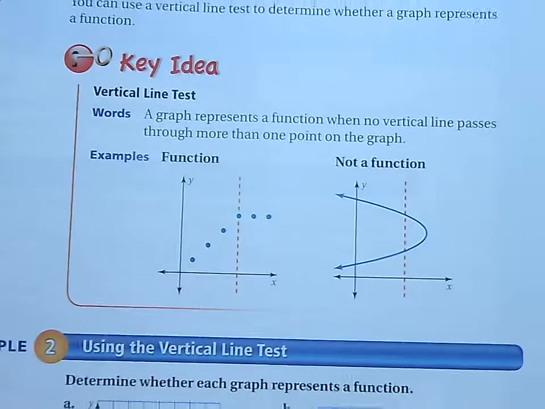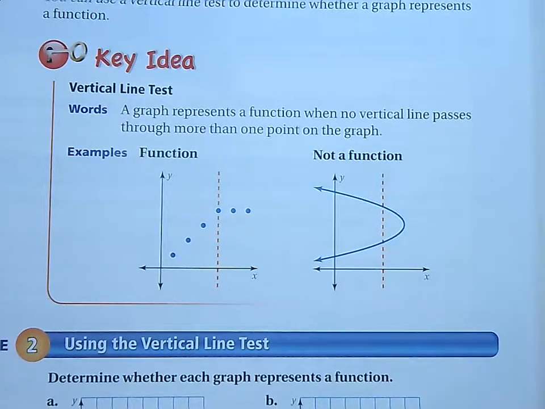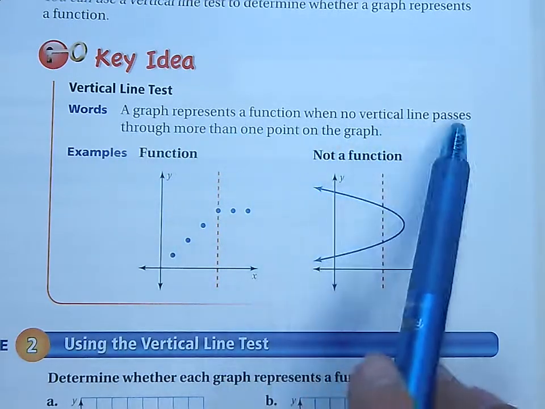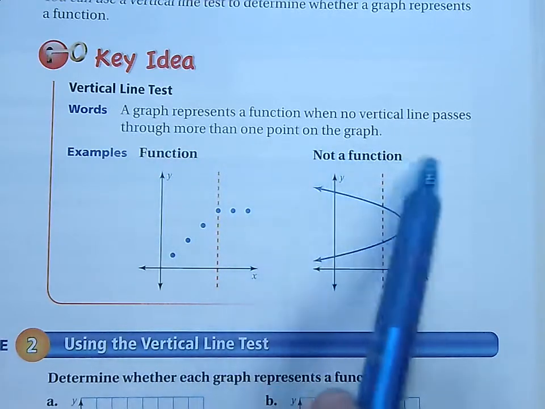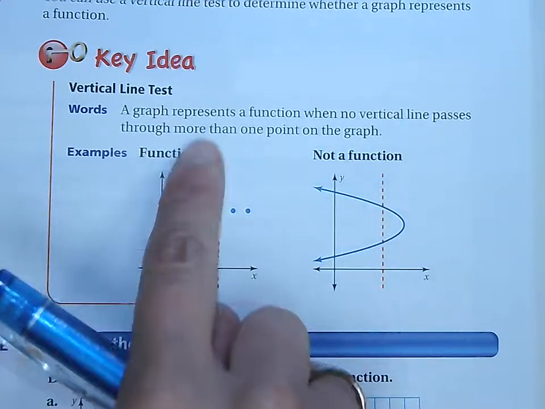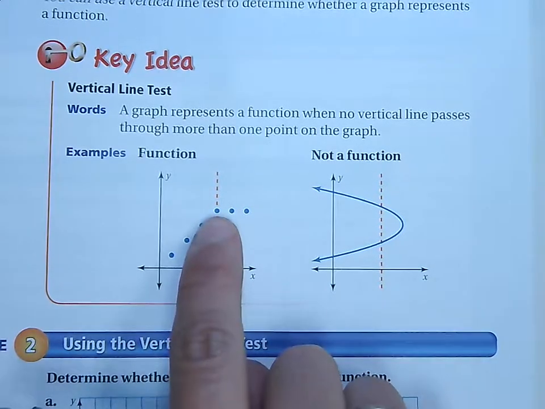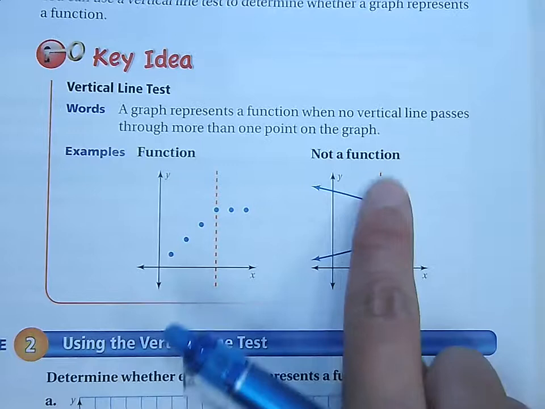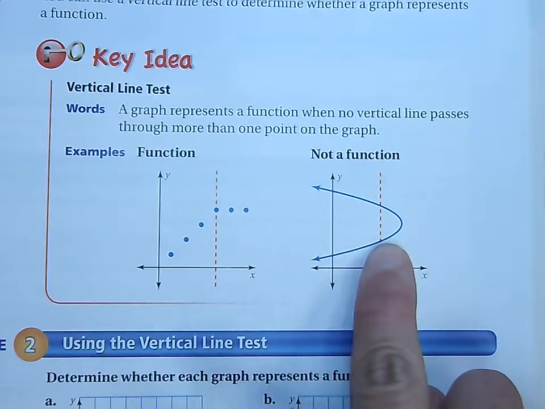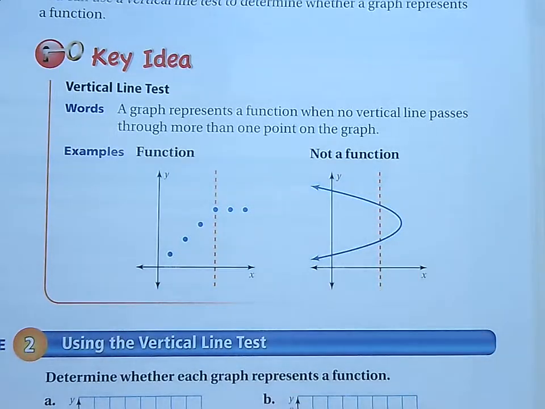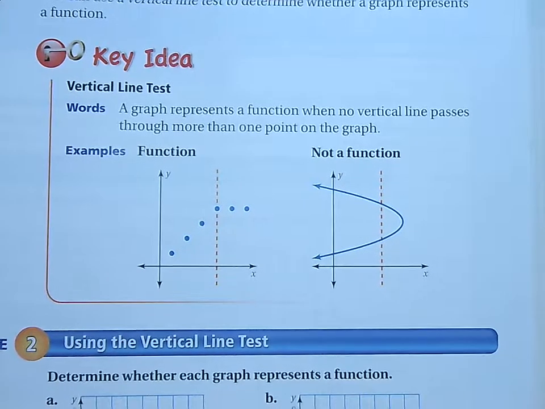And so what I want to show you is that in order to be a function, a graph has to pass the vertical line test. A graph represents a function when no vertical line passes through more than one point on the graph. So if you take a vertical line and draw it through any function, it will only ever touch at one point. Here, it actually touches down below and up top. So this is not a function. This is a relation.